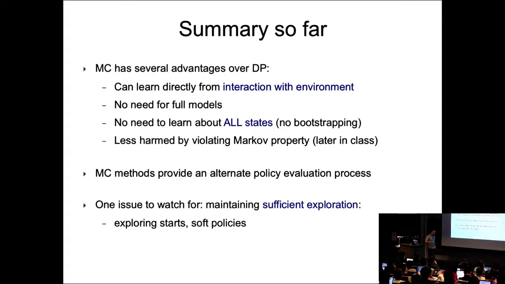That's an issue. With dynamic programming, if you know what the world is, you know the transition function, the probability of the next state given the previous state and action, you can take an expectation with respect to that. It's equivalent to marginalizing over all possible states or over all possible actions that you could take. So here you have to maintain sufficient exploration.